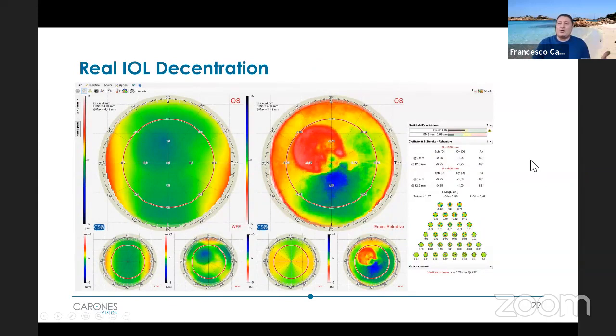And then you can really evaluate other features like real decentrations. And I think it's important to measure and to assess these decentrations, especially in all these refractive IOL patterns, the presbyopia correcting refractive IOL patterns.